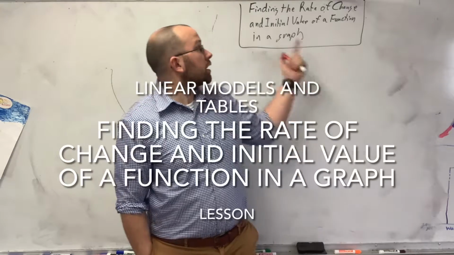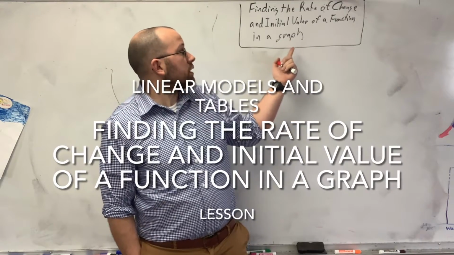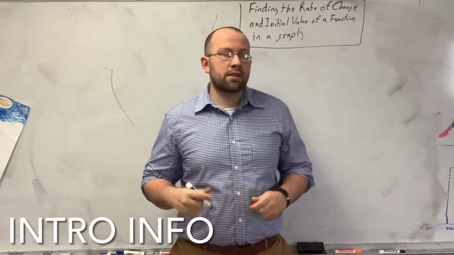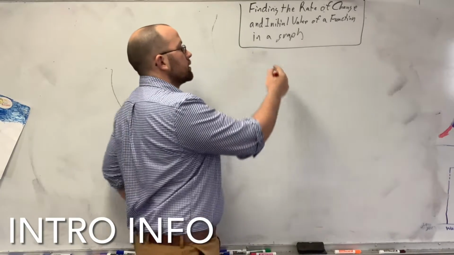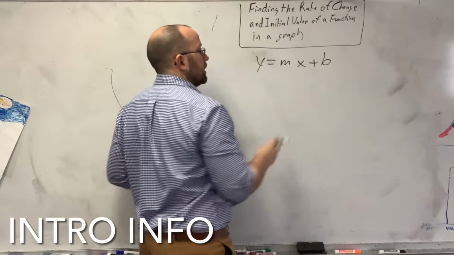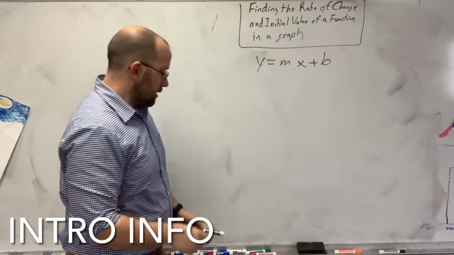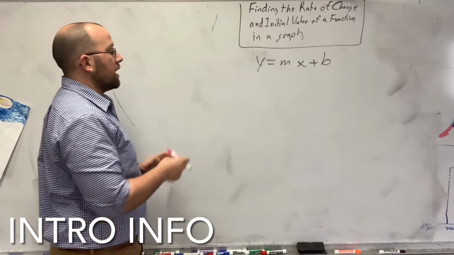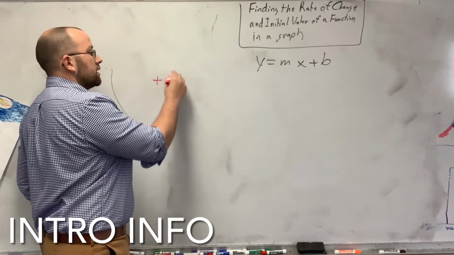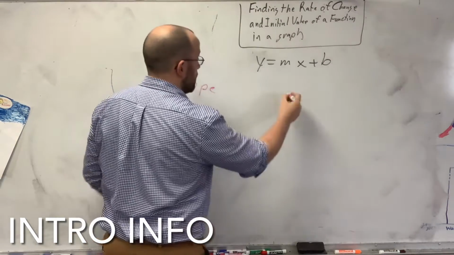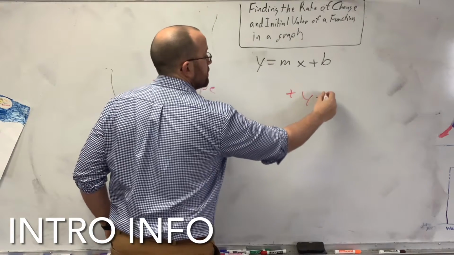Hello, today we're going to talk about finding the rate of change and initial value of a function in a graph. The function we are talking about is in slope-intercept form. So y equals mx plus b. In this form, you have two distinct things. You have the slope and you have the y-intercept.